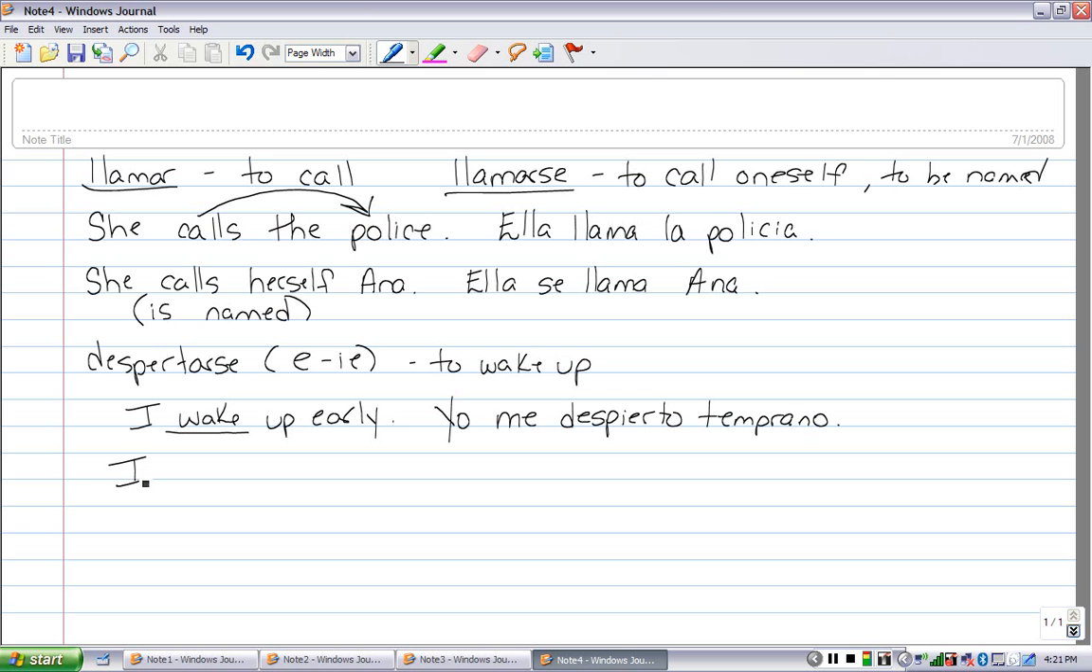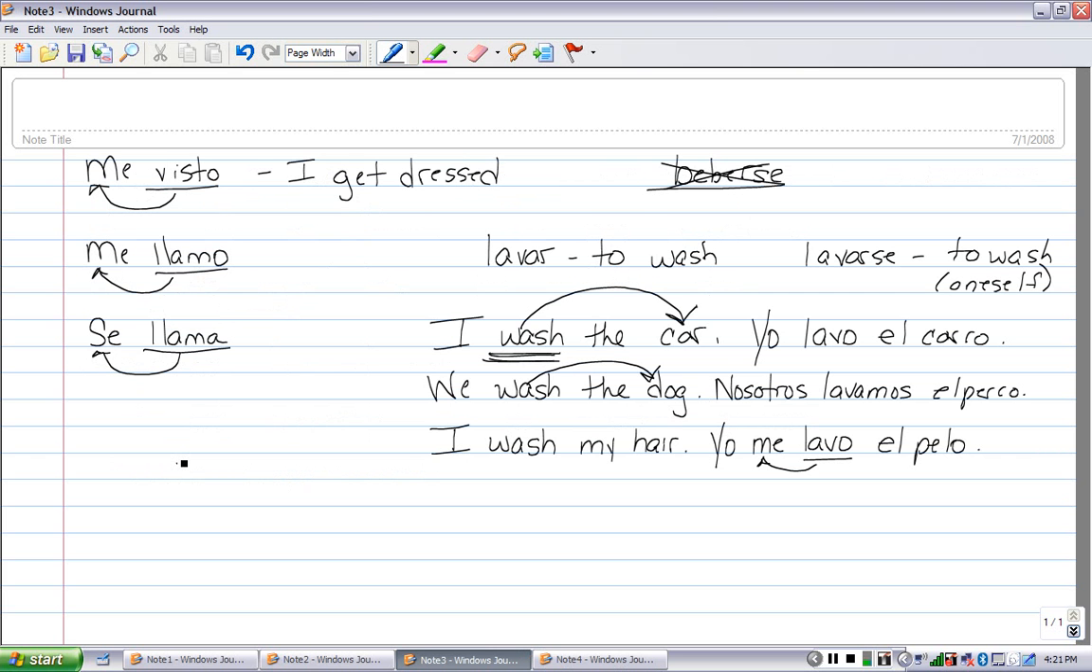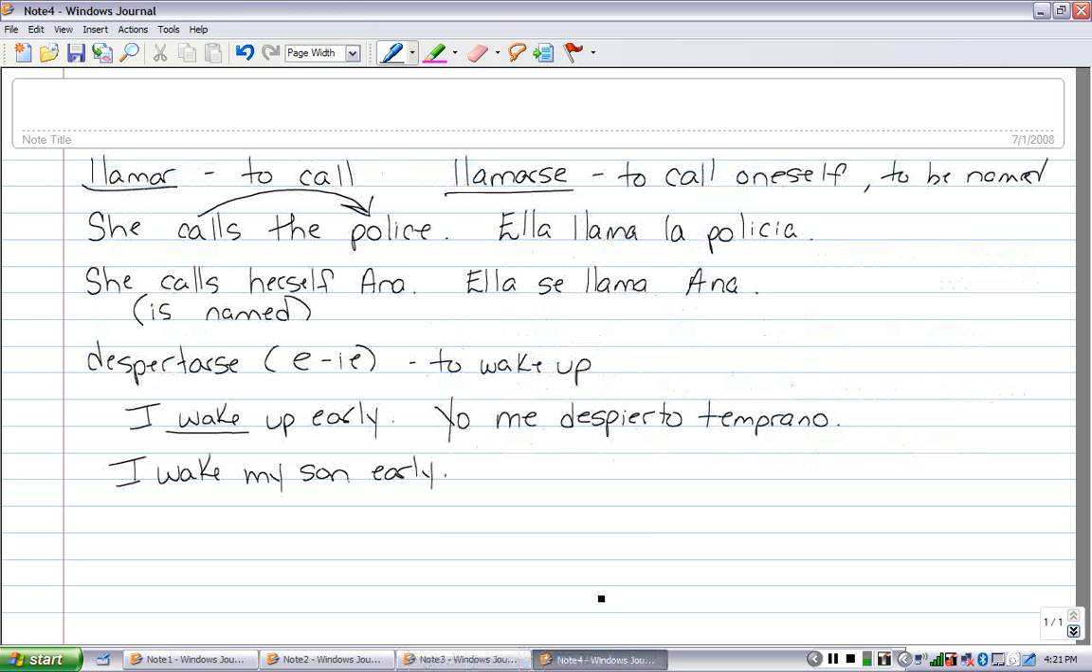But if you say, I wake my son early, the action of the verb wake is going to someone else. So that sentence would be, yo despierto, not reflexive because the action's going to someone else. Yo despierto a mi hijo temprano.